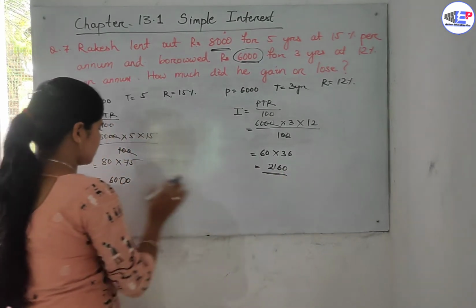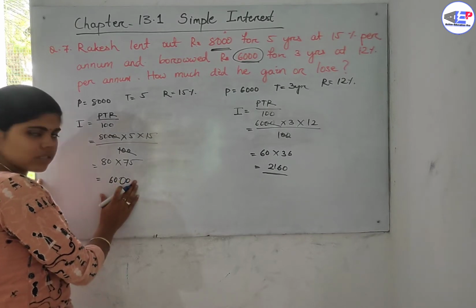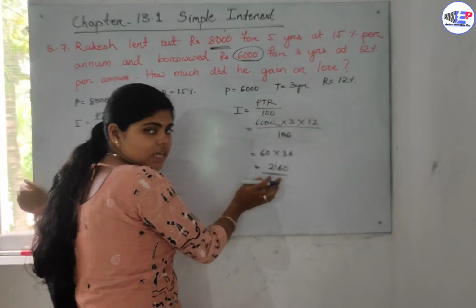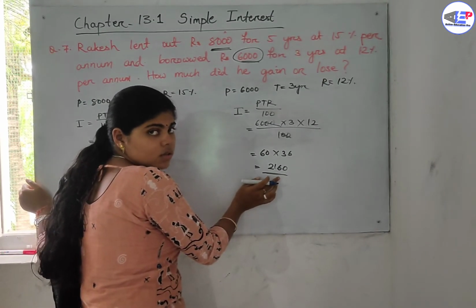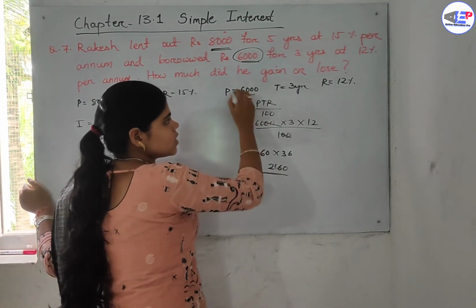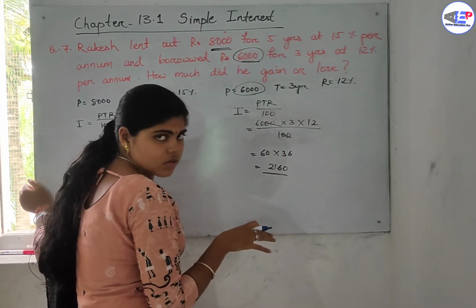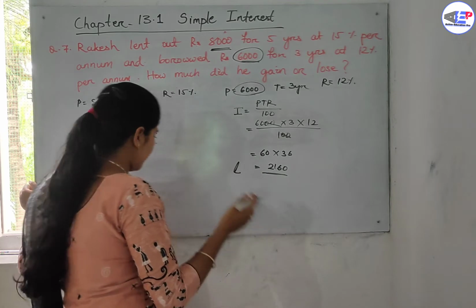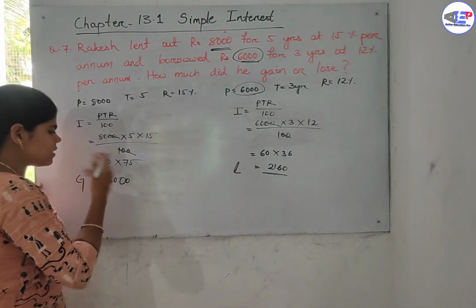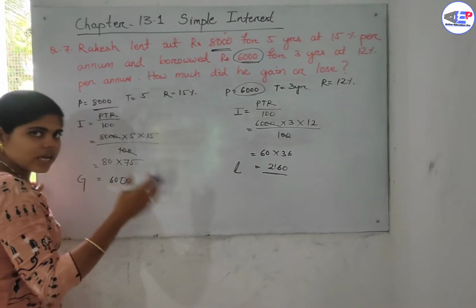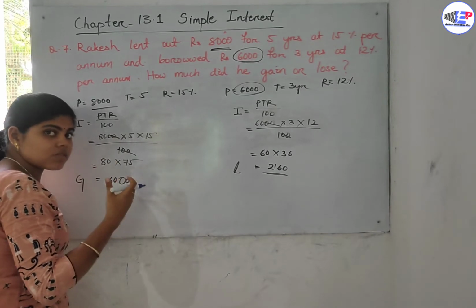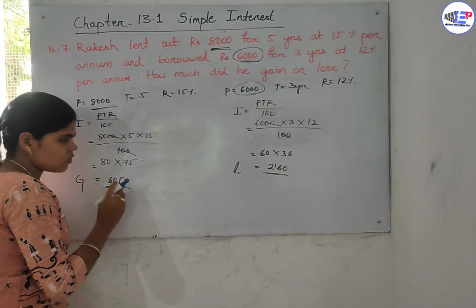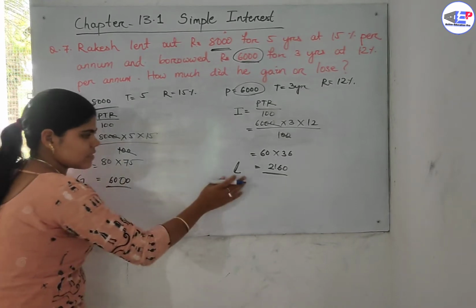This is the interest and this is also interest. But this interest, Rakesh will get. But this interest, Rakesh has to pay to another person because he borrowed this principal 6,000 rupees from another person. So look here, this is the loss, means he has to pay, and this is the gain. After lending this money 8,000, he will get the profit, he will get the interest. Interest means the profit value on the principal. Okay, so this 6,000 he will get. So this is gain and this is loss.